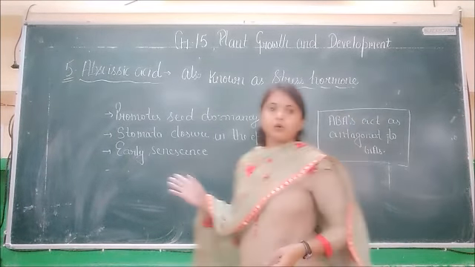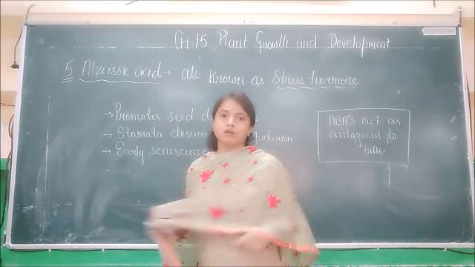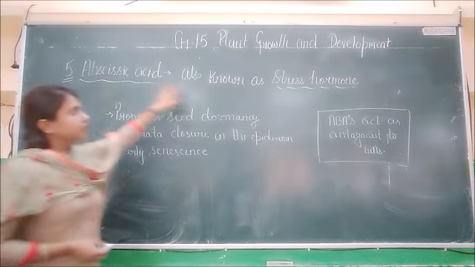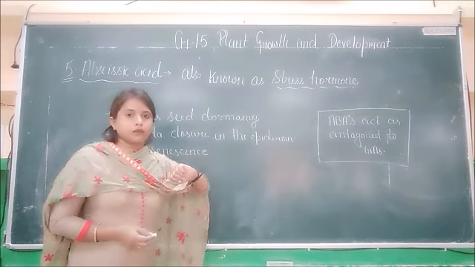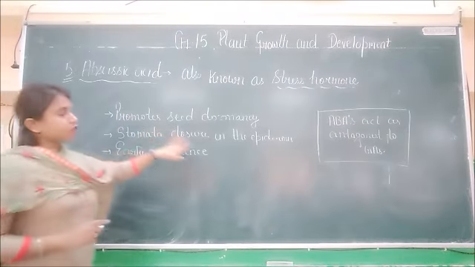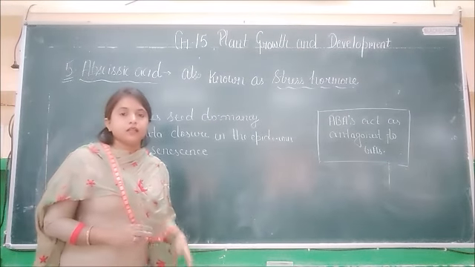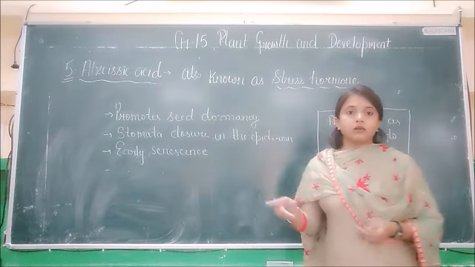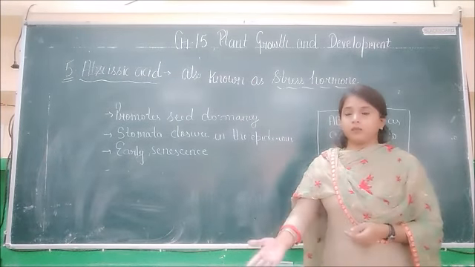Our last plant hormone, that is the growth inhibiting hormone, is also known as abscisic acid, and this is also known as stress hormone, right? First of all, the function of it is it promotes the seed dormancy, right? In the last one, we have studied that it breaks the seed dormancy, right? That will help in the seed germination.